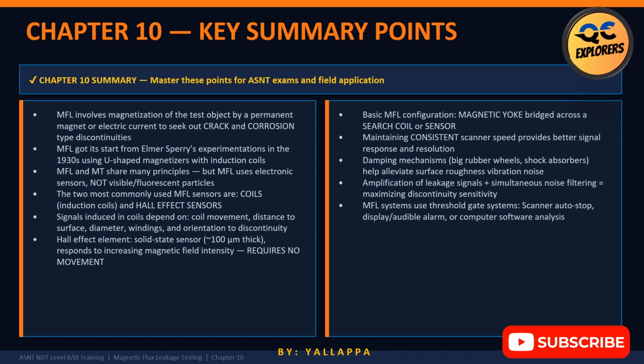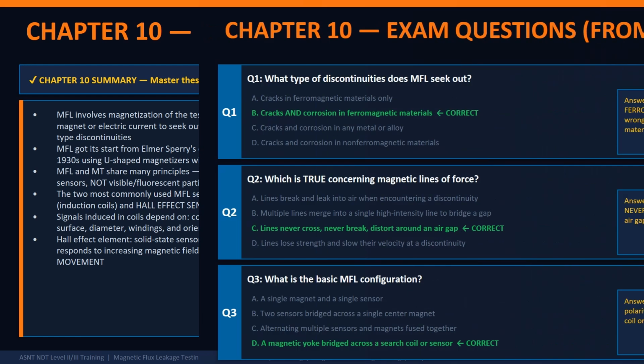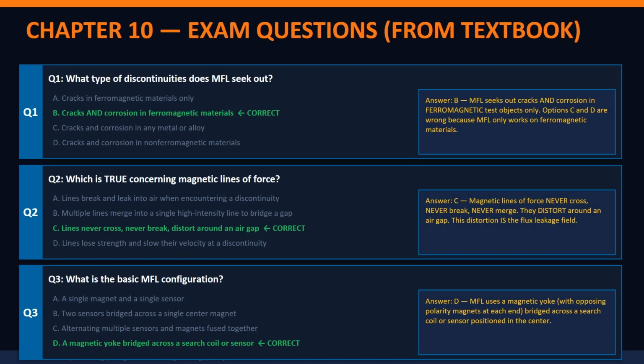If you understand these six ideas, your MFL fundamentals are strong. Don't memorize bullet points. Understand the engineering behind them. Now let's train like real certification candidates. I want you to answer before I reveal each solution. Question 1. What type of discontinuities does MFL seek out? Pause. Think. Many Level II candidates answer this incorrectly. Correct answer. Cracks and corrosion in ferromagnetic materials.